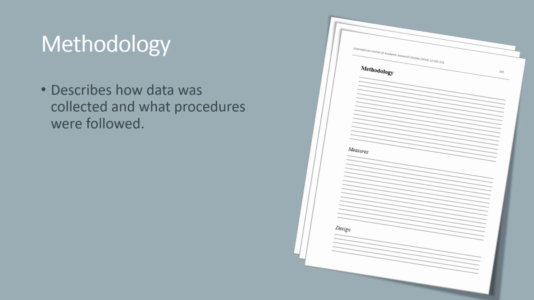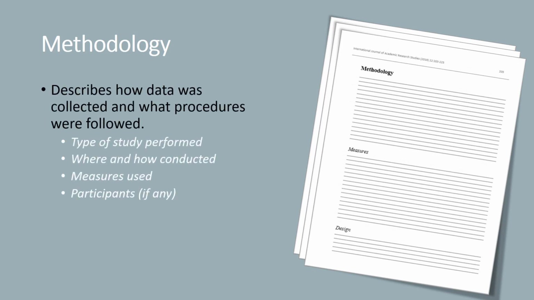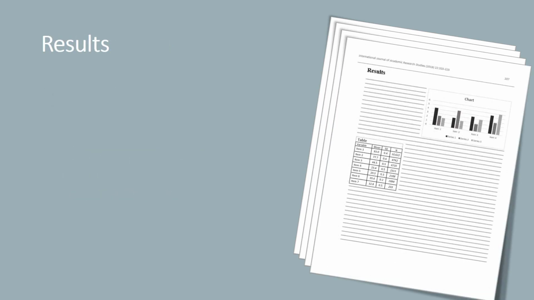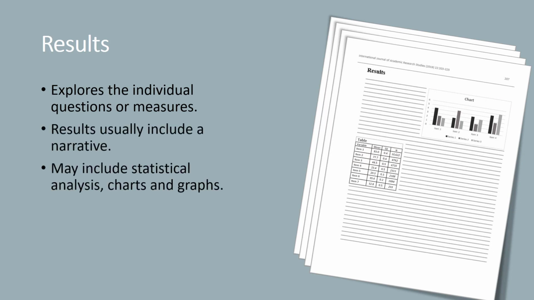Next is the methodology section, which explains how the study was designed, what measures were used, and how data was collected. The results section analyzes the results of each question or measure used in the study. It often includes statistical information such as charts, graphs, and other data.